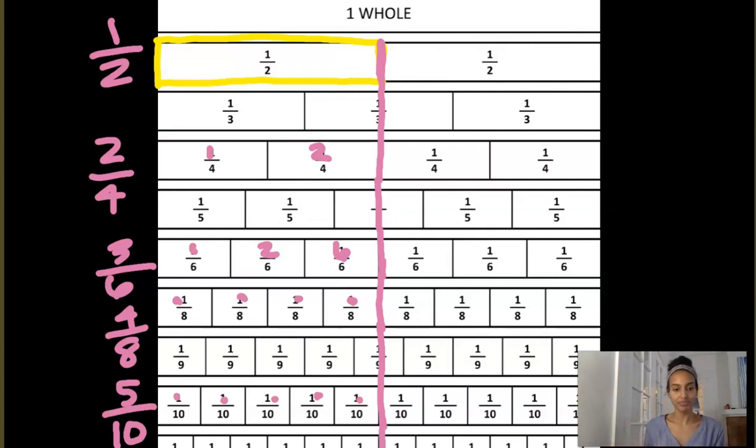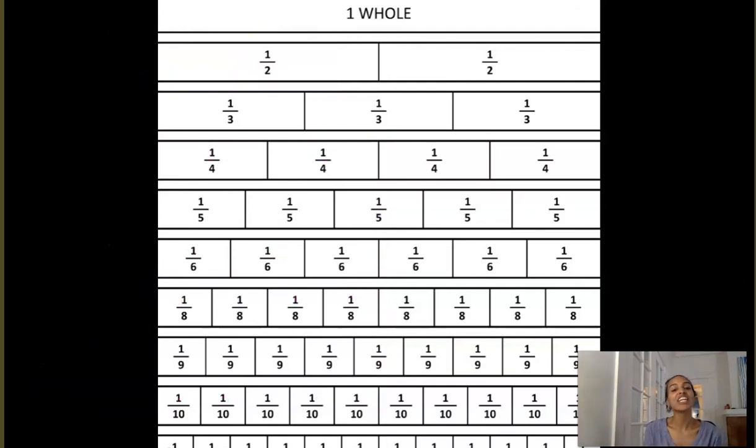And again, 1, 2, 3, 4, 5, 6. So 6/12 is equivalent to 1/2. There are so many options. Let's do one where you practice. I'm going to give you a fraction, and you are going to determine what other fractions are equivalent to that one.